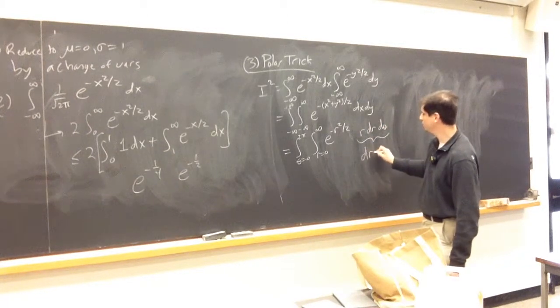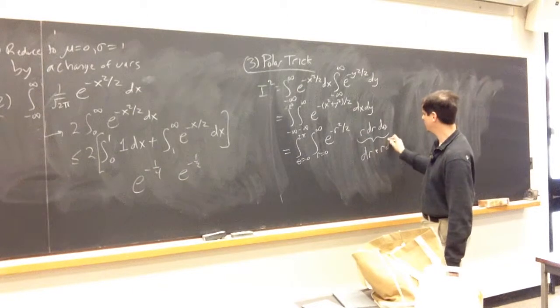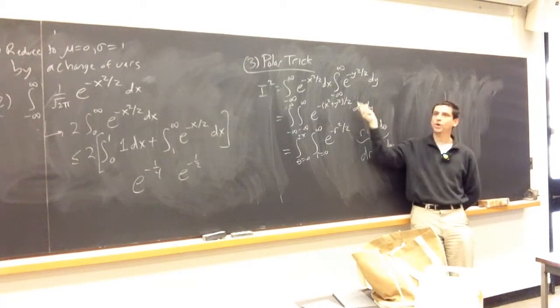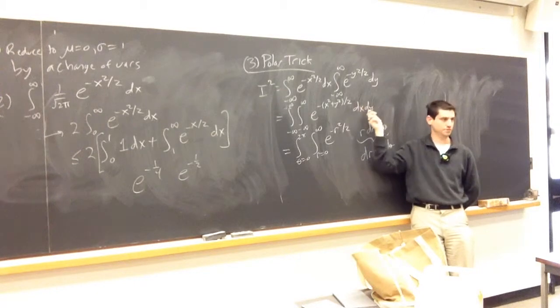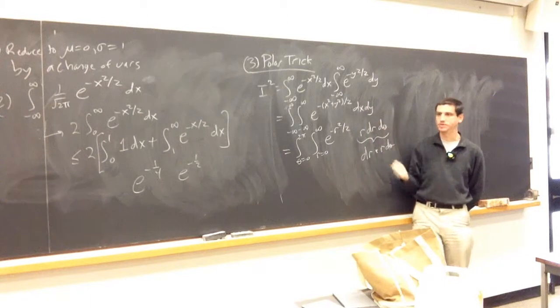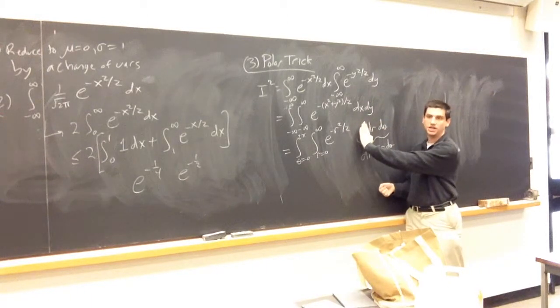You should really view this as dr times r d theta. Think of x and y as being in meters. Dx dy is meters squared. It's an area. I want to look at how this area transforms. It can't transform just to dr d theta. That has the wrong dimensions.